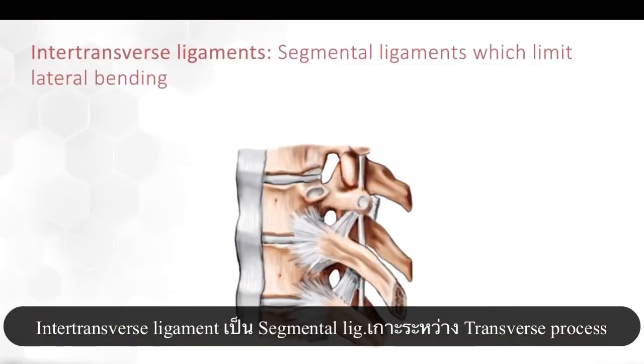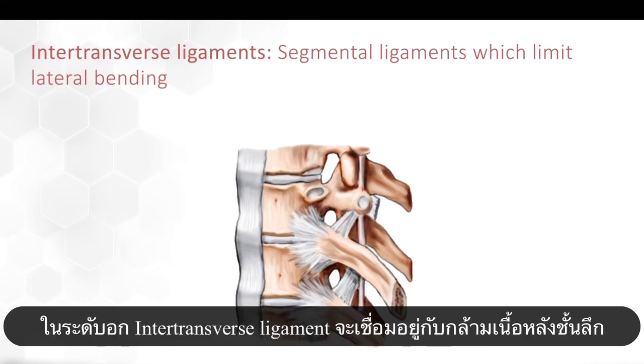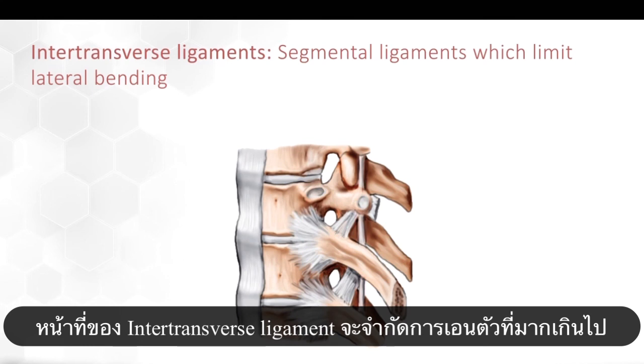The intertransverse ligaments are segmental ligaments located between the transverse processes of the spine. In the cervical region, they consist of few, irregular, scattered fibers that are often replaced by muscles. In the thoracic region, they are rounded cords intimately connected with the deep muscles of the back. And in the lumbar region, they are thin and membranous. The function of the intertransverse ligaments is to limit lateral bending of the spine.